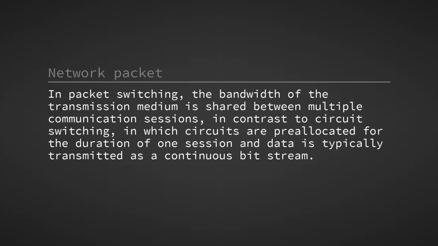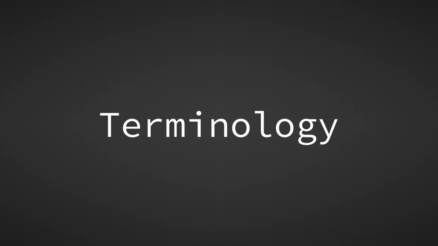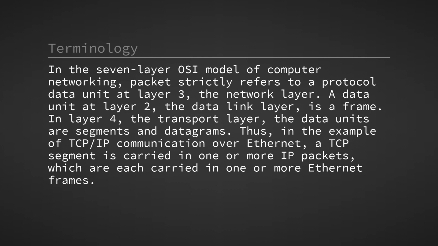In packet switching, the bandwidth of the transmission medium is shared between multiple communication sessions, in contrast to circuit switching, in which circuits are pre-allocated for the duration of one session and data is typically transmitted as a continuous bit stream. Terminology. In the 7-layer OSI model of computer networking, packet strictly refers to a protocol data unit at layer 3, the network layer.